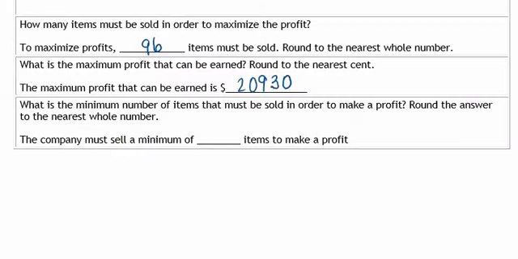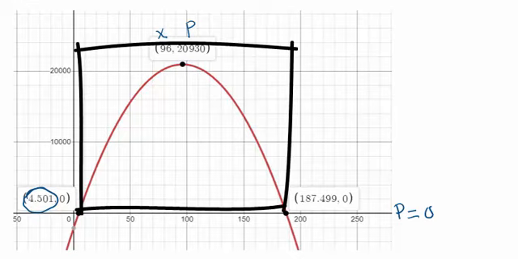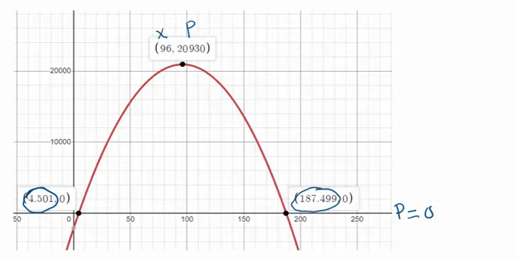And what is the minimum number of items that must be sold in order to make a profit? So first we're going to locate the x-intercepts, which show when the profit is 0. But for the profit to be positive, we would look at the part of the graph that's above the x-axis. Out of these two x-intercepts, we're going to look at the smaller one.